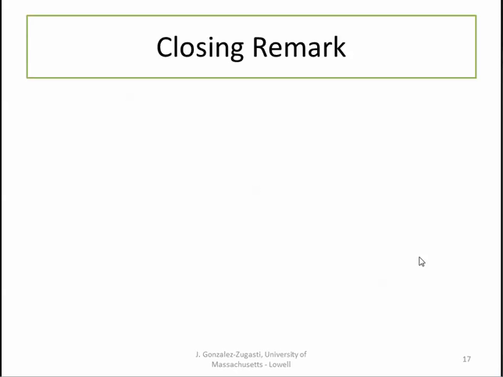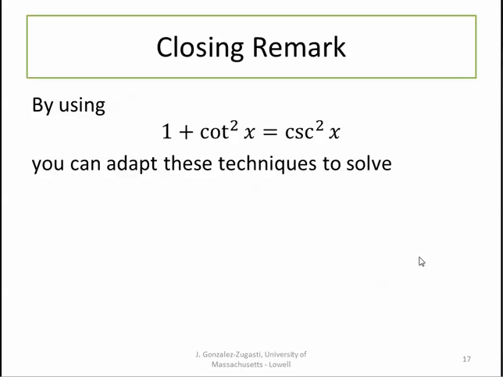So here's a final remark. We've talked about powers of sine and cosine and powers of secant and tangent. We can make similar arguments by using this Pythagorean identity for solving things that are in the form cotangent to the power m of x times cosecant to the power n of x.